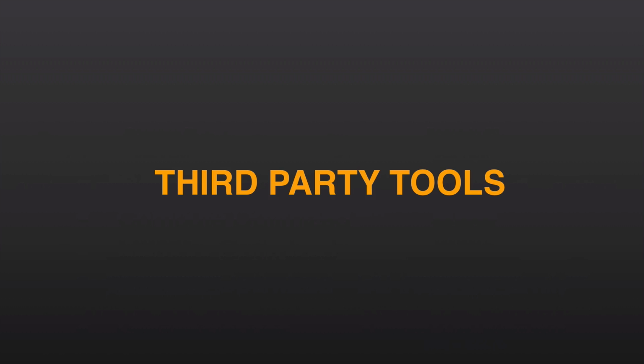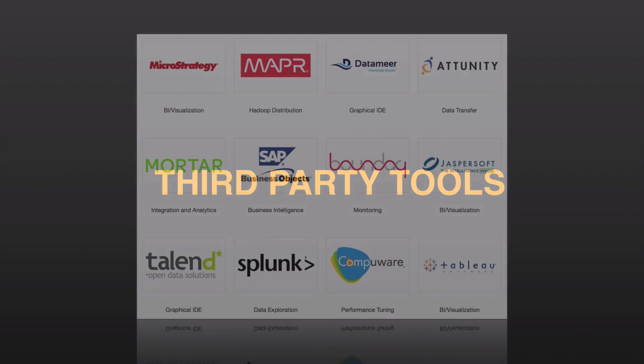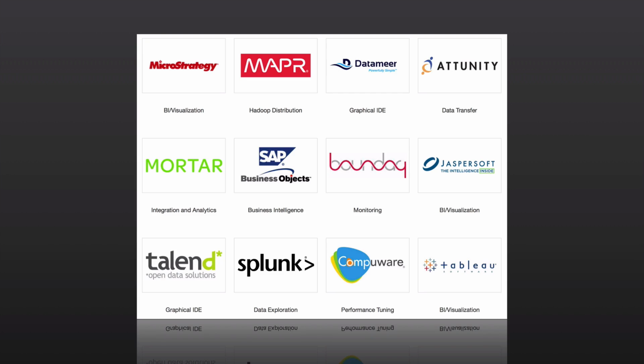Okay, last thing we're going to look at is third-party tools. I'm just going to talk very briefly about this, really just to provide a reference and say that if you check out the product detail page for EMR on the AWS website, you'll find a listing of third-party tools that can provide additional features and functionality together with EMR. Things like visualization tools, data integration, IDEs, data transfer tools, performance tuning tools, and others. You can see a sample of the vendors that are represented there here.